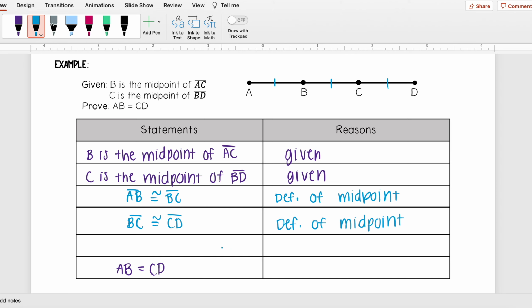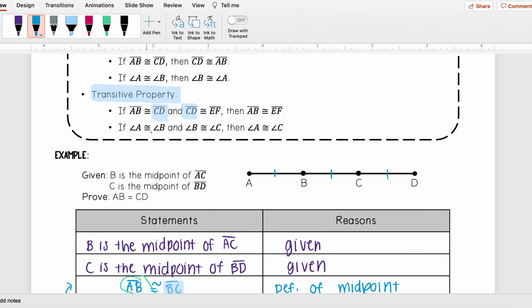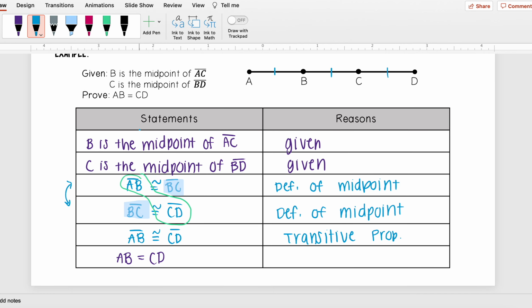Okay, now I need to figure out this last step. How do I get from these 2 things to AB is equal to CD? Well, I noticed that in these 2 steps, AB is congruent to BC, and BC is also congruent to CD. So that means that AB is then congruent to CD. And what's that reasoning again? That's my transitive property, which we saw up here. And now I was able to go that since AB is congruent to CD, they're equal to each other. And remember, that is my definition of congruence.